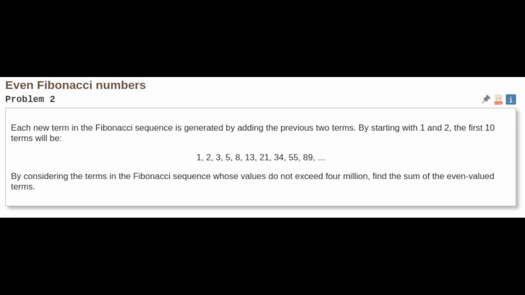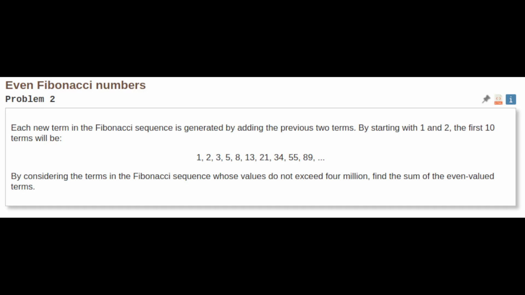Today we'll be looking at problem 2 from the Project Euler problem set, which wants us to find the sum of the even terms from the Fibonacci sequence whose values do not exceed 4 million. So the Fibonacci sequence is a sequence of numbers whose values are found by adding the previous two terms, starting at either 0 and 1 or 1 and 2.